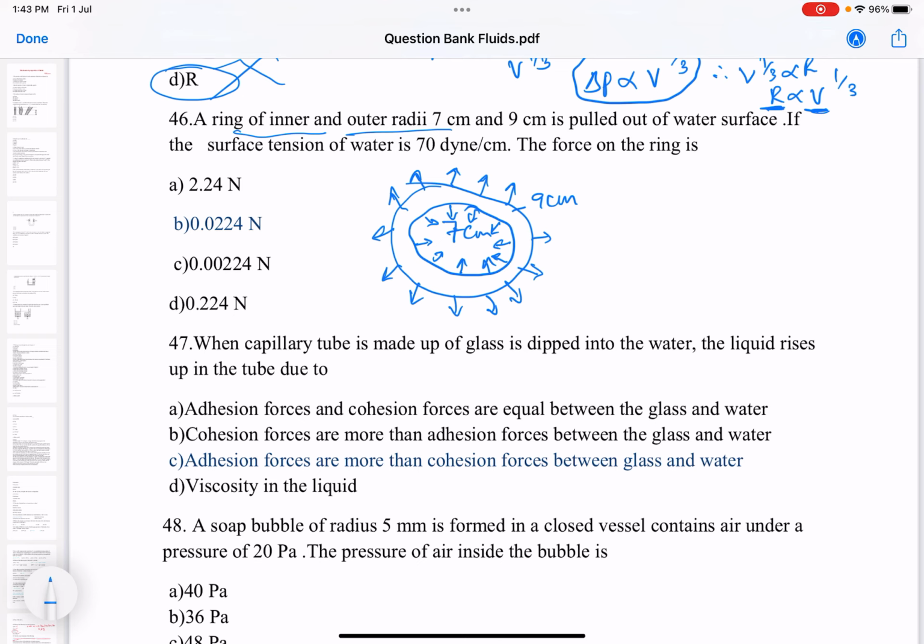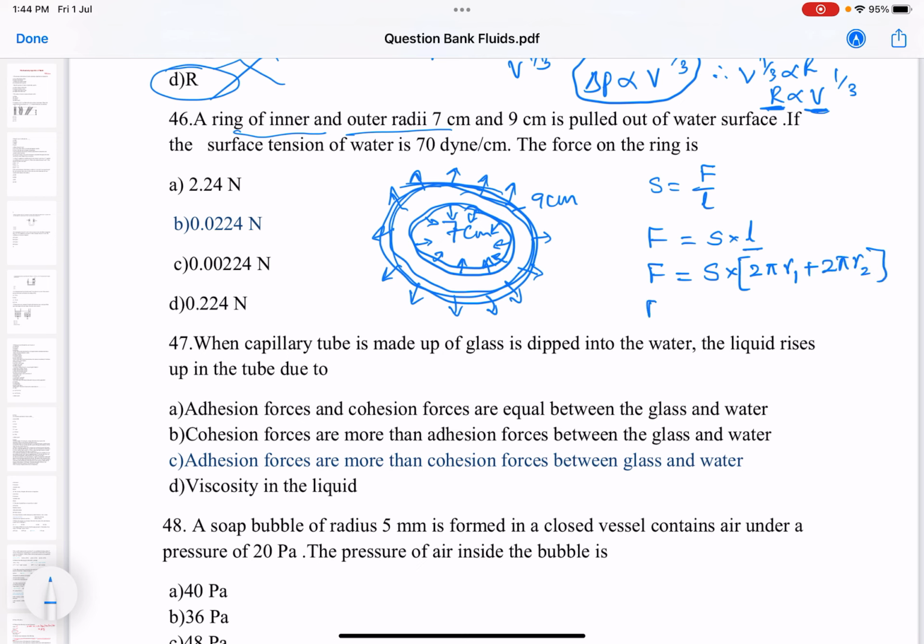We know surface tension is S equal to force per unit length. So force is equal to surface tension into length. Here length is nothing but the circumference of the circle: circumference of the inner circle plus circumference of the outer circle. So F is equal to surface tension into the circumference of the inner circle, 2 pi r1, plus the circumference of the outer circle, 2 pi r2. So the correct answer is force F equal to S into 2 pi into r1 plus r2.